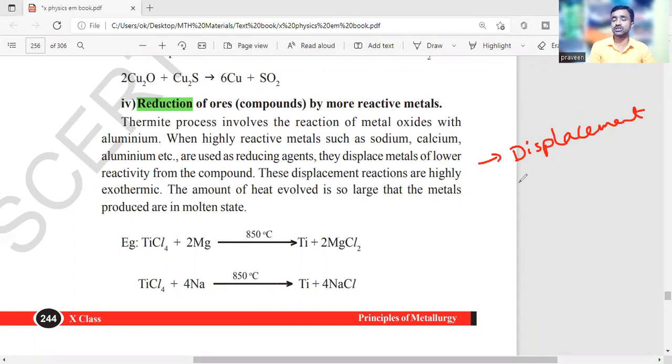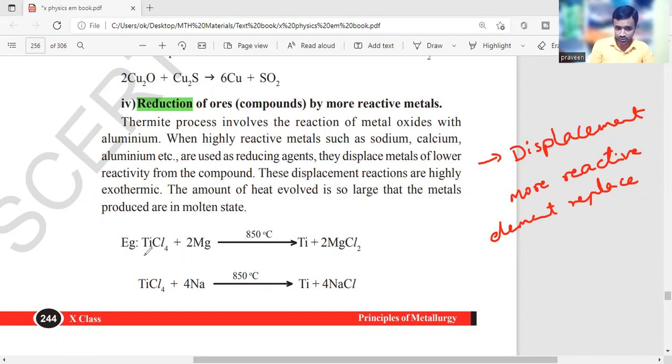What is a displacement reaction here? One of the elements is replaced by another element in the compound, right? So it is possible by the more reactive element only. A more reactive element can replace a less or least reactive element, right? So that type of reaction is called a displacement reaction.